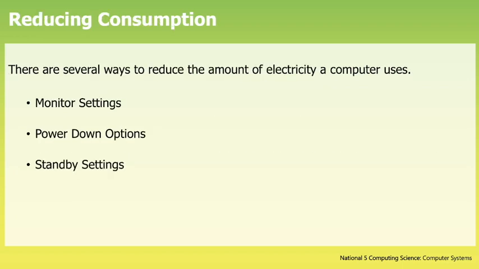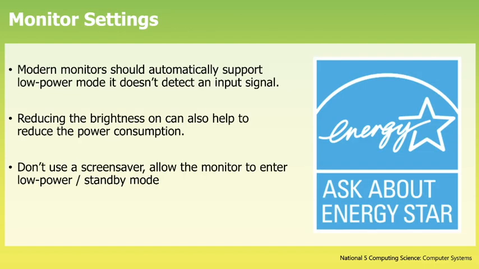There are several different ways we can reduce the energy consumption of our computers. We can modify the monitor settings, modify the power down settings of our computer, and the standby settings of our computer. So most modern monitors should automatically support low power mode. This means if the monitor doesn't detect an input signal, it will automatically go into standby mode. With most modern monitors, we can also reduce the brightness of the screen, and this is something you may have done on your smartphone or tablet if you wanted to extend the battery life.